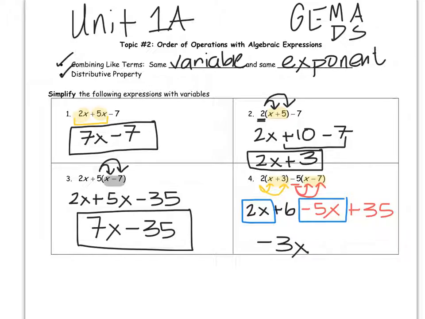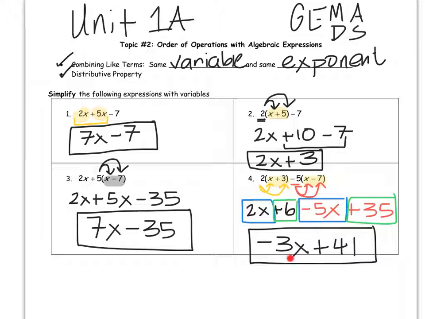I'm going to use a different shape this time. I used a square, or a different color, and I'll do a positive 6 and a positive 35. Those are like terms. You can combine positive 6 and positive 35 to get positive 41. And that's my final answer because this has an x and this doesn't, so they are not like terms. I cannot combine them any further.